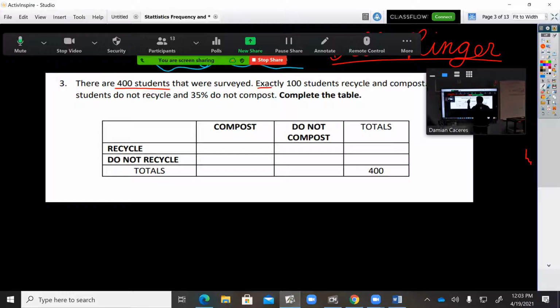So let's read. Exactly 100 students recycle and compost. And is a key word here. If you see the word and, then you're looking at one specific box where both categories meet. So in this case, recycle and compost meet at this box right there. So that value goes exactly on that box.